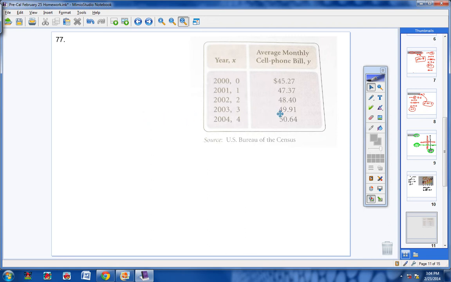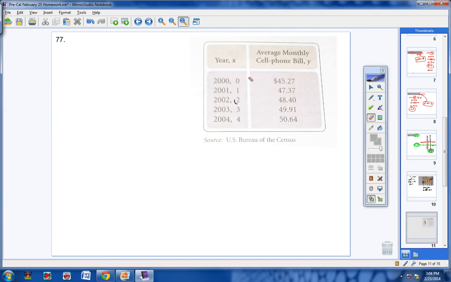Okay, so we see here in the table, they're going to let the year 2000 be 0, and there's your phone cost. The year 2001 is 1, it costs this. So in other words, you have a bunch of ordered pairs, students. This will be a pretty easy problem compared to the last one. You have 0, 45.27, 1, 47.37, 2, 48.40, etc.